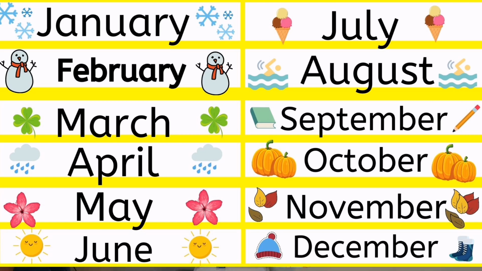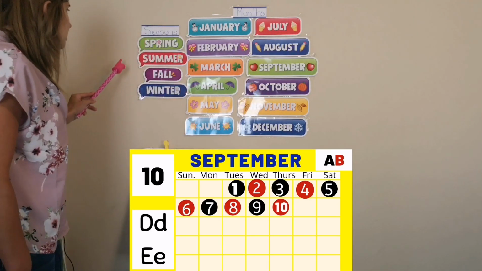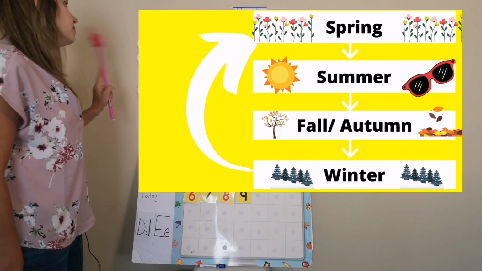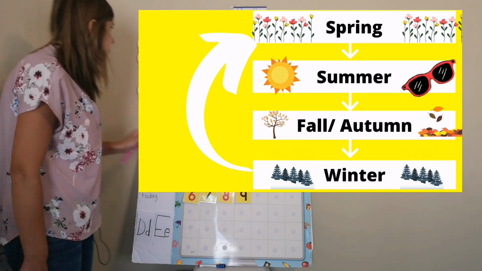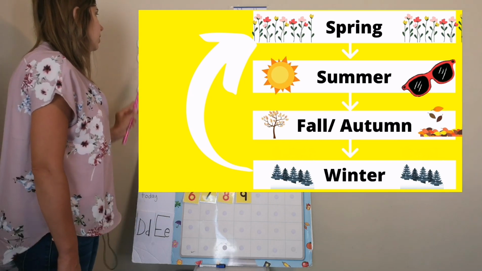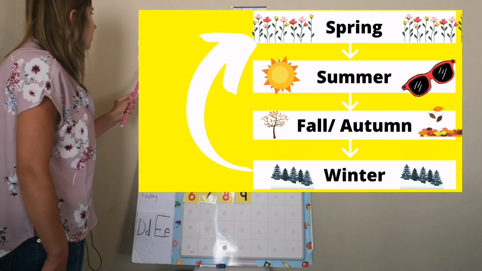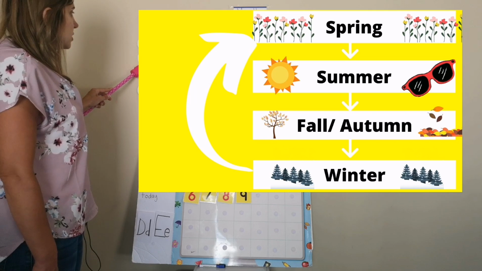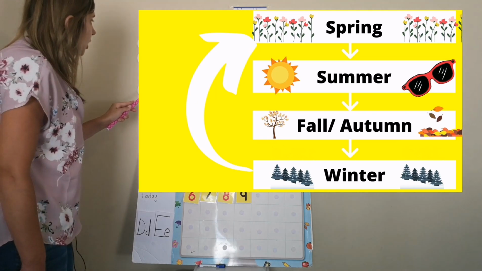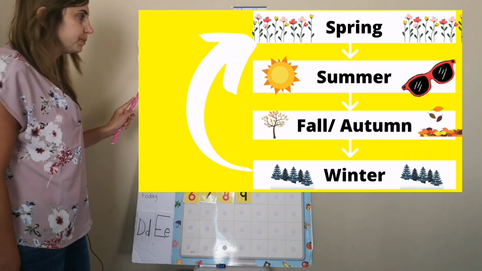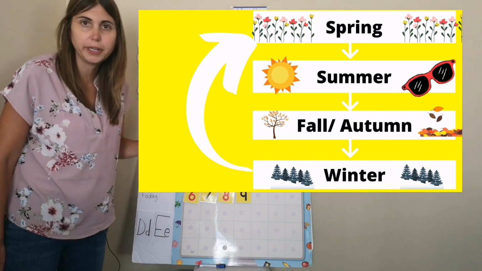Today we're talking about September. September falls in the season of both fall and summer, but since we're in the beginning of September, we're still in the summer. Summer is the hottest season. You can go swimming in the summer. After the summer comes fall, where it starts to cool down and the leaves change colors and they fall off the trees. After fall is our coldest season, which is winter.